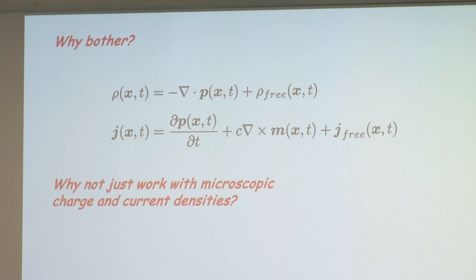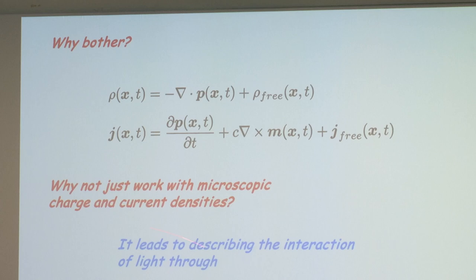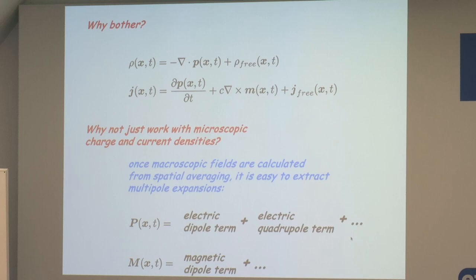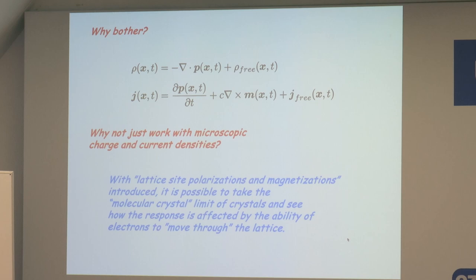Well, first of all, it's just interesting to see if you can do this, okay? But the other thing is, it leads naturally to describing the interaction through E and B rather than phi and A. And that simplifies a lot of calculations. And also, we feel that, introducing these separate terms, you can see the physics in some of these separate terms and what's going on. And it's easy to take the molecular crystal limit, where we can take the different unit cells and completely separate them to isolated molecules and see what survives and what doesn't.